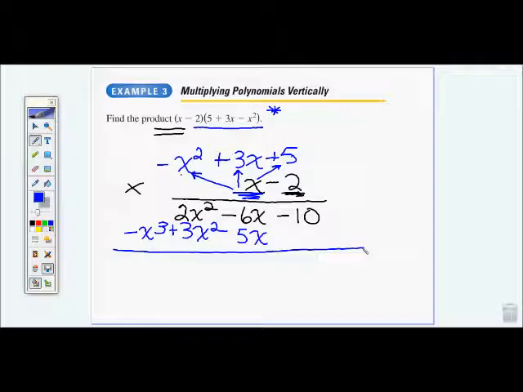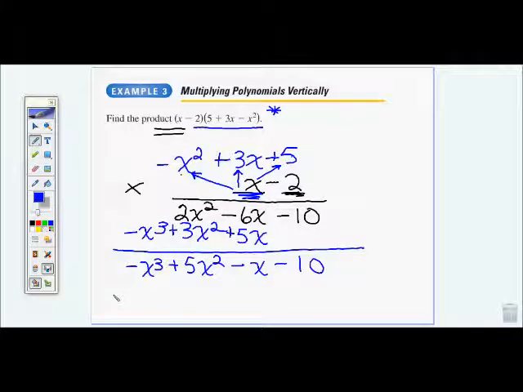Now I can combine those, and I will have my final answer. Negative x cubed. I have a 2x squared and a 3x squared, so that would give me 5x squared. I have, oh, I forgot my operational sign here. X times 5 was a positive 5x, or my integer sign, I should say. So negative 6 combined with a positive 5 would give me a negative 1x, and then my only constant term was my negative 10.